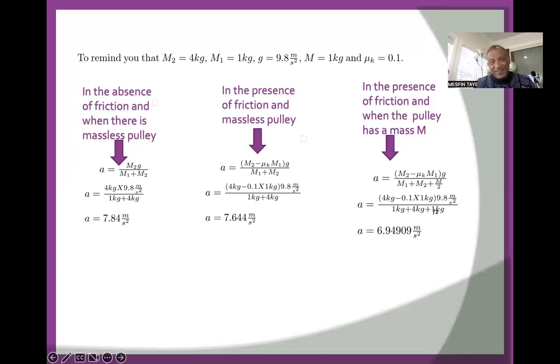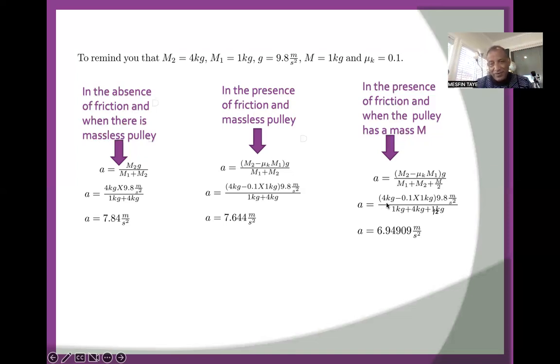Then I solved the problem in the presence of friction, when the pulley has mass M. Now look, M2 is M2, mu k is mu k, M1 is M1, g is g, but M over 2 is additional. This makes the acceleration even smaller, because you have an additional term from the pulley. So when the pulley has mass and you have friction, the acceleration becomes even smaller.